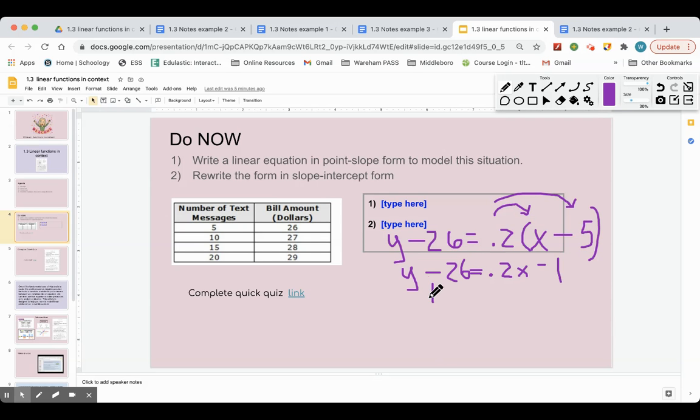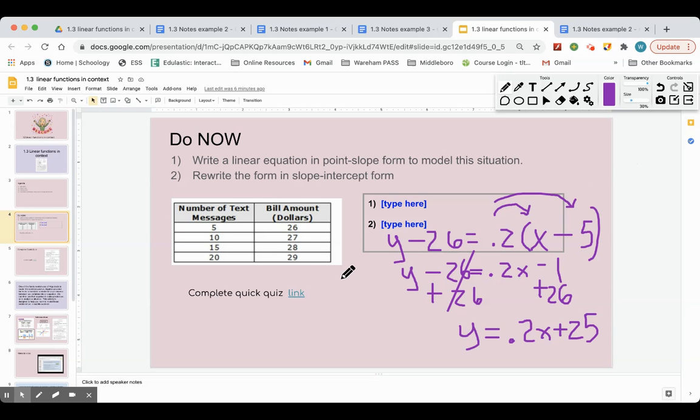Okay, so from here, to isolate y, I have to add 26 to both sides. So I can see that I have isolated y on the left-hand side. And on the right-hand side, I have 0.2x plus 25. Okay, so that is the equation written in slope-intercept form.